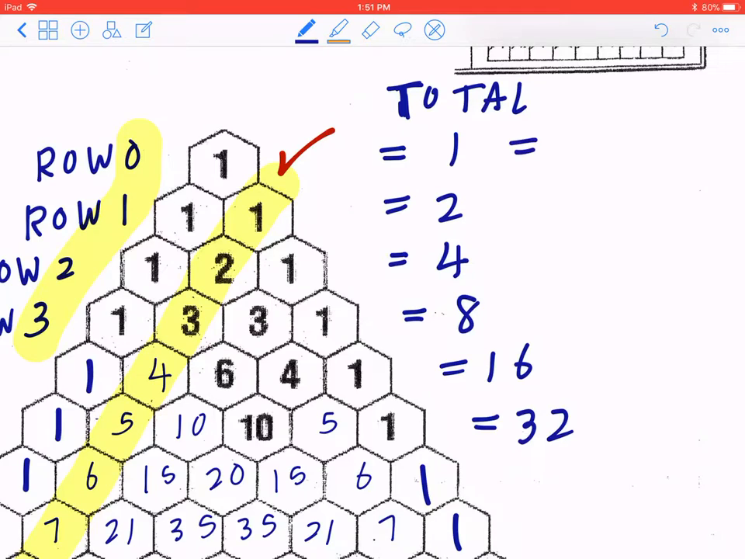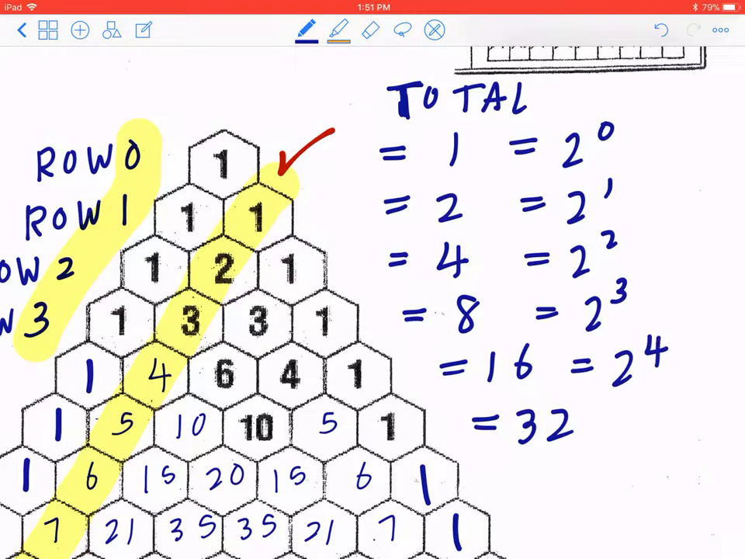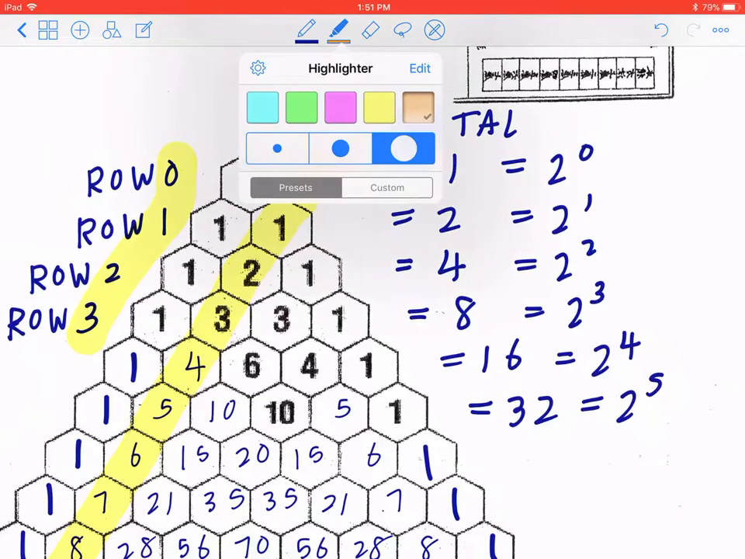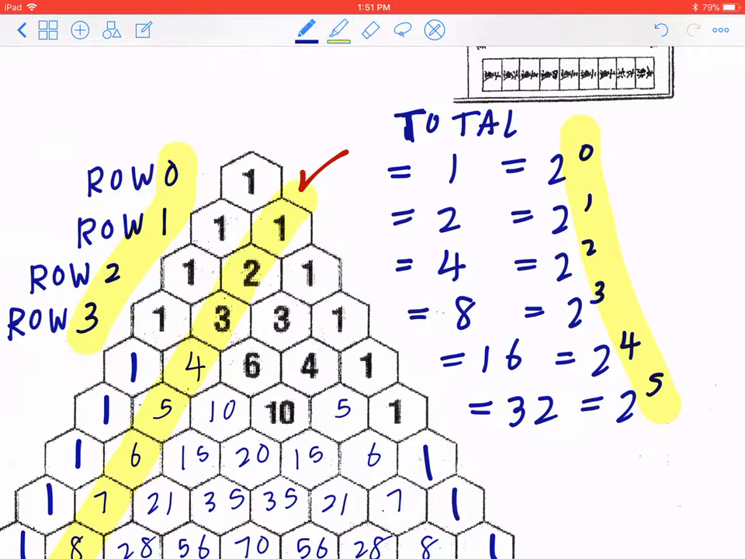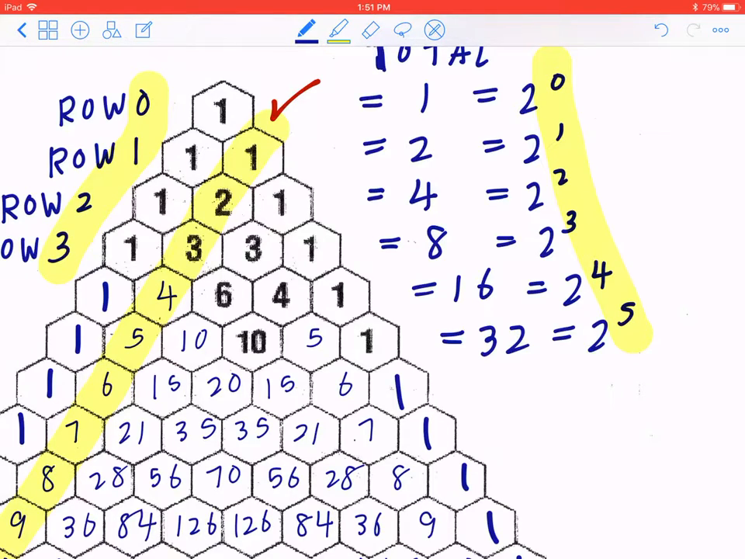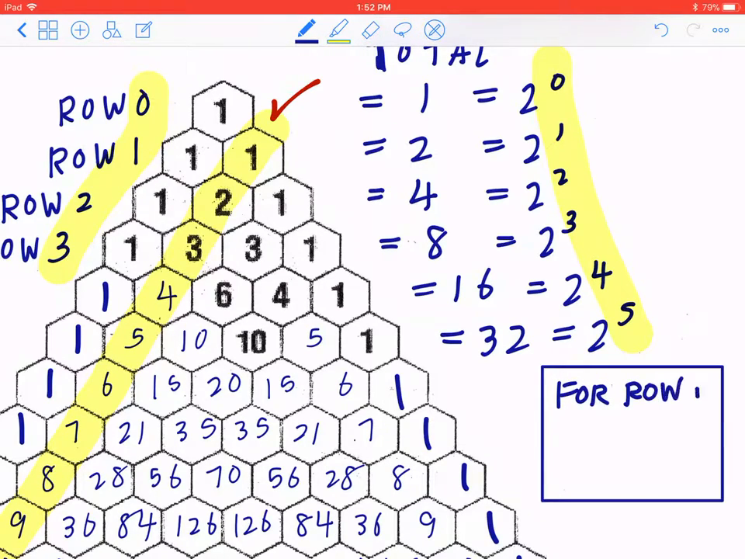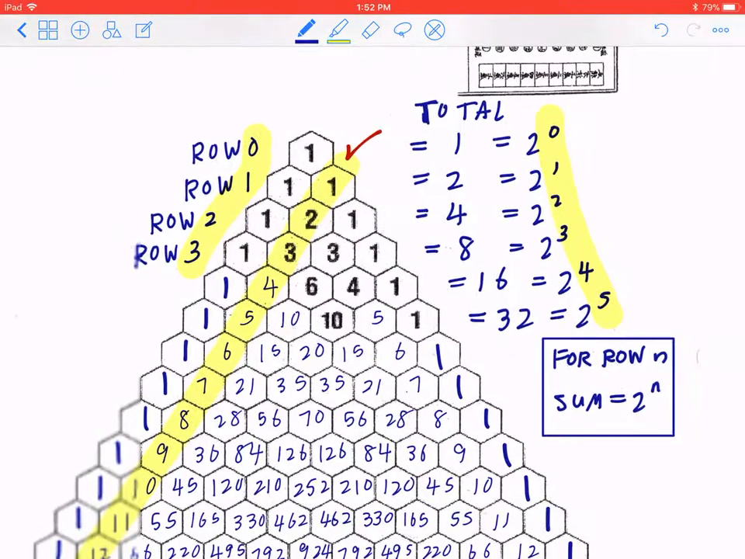So 1, of course, is 2 to the power of 0. 2 would be 2 to the power of 1. 4 is 2 to the power of 2. 8 is 2 to the power of 3. 16 is 2 to the power of 4. 32 is 2 to the power of 5. And now if we correlate this to the row number that we described just now, you would discover that to find the sum of row n, the sum of that entire row is 2 to the power of n. So that's the second idea you want to extract from Pascal's triangle.